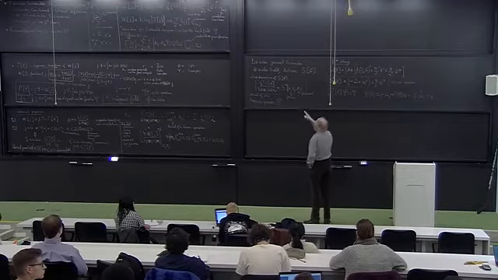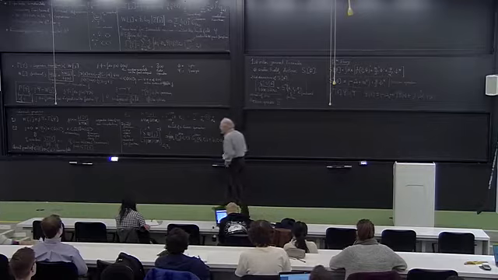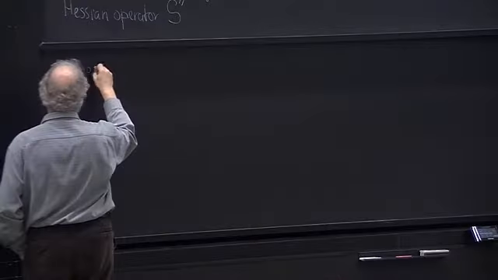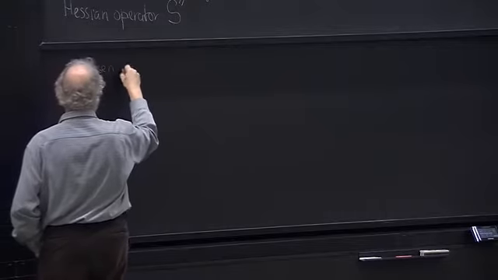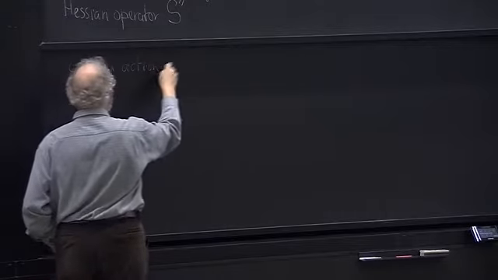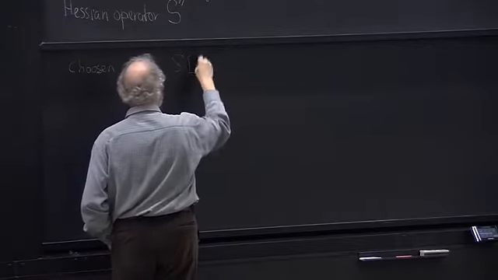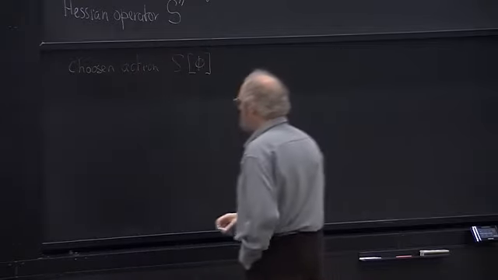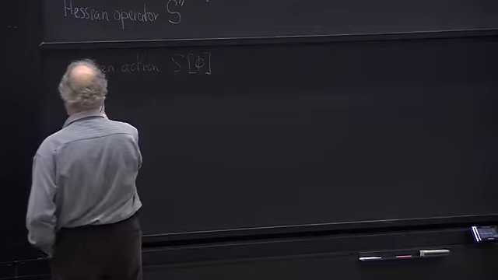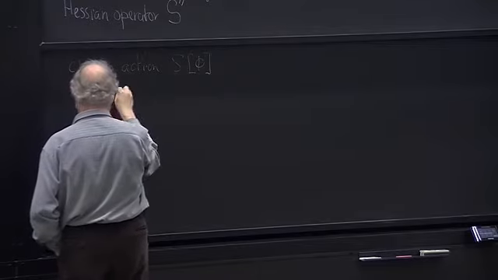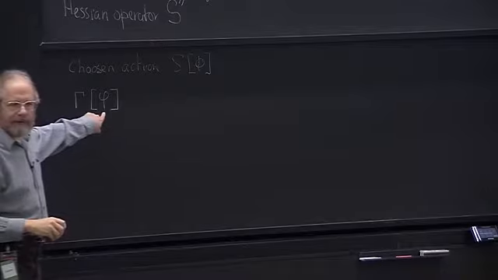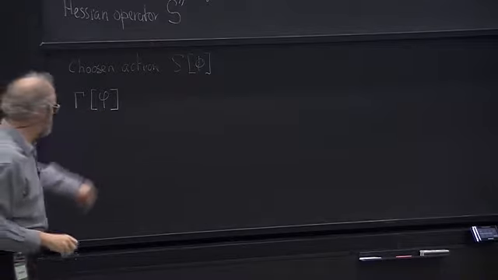So what do you mean by first-order general formula? Now I want, given a theory with a chosen action S of phi, what is the value of the quantum effective action, which is a functional of the background function phi? Okay.